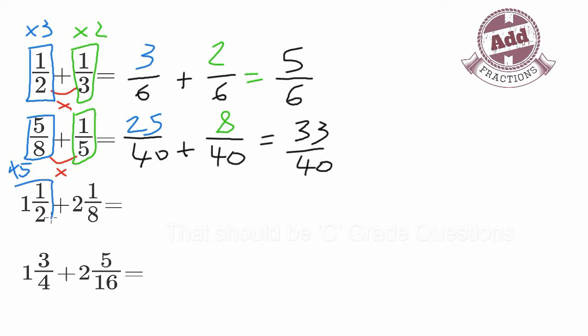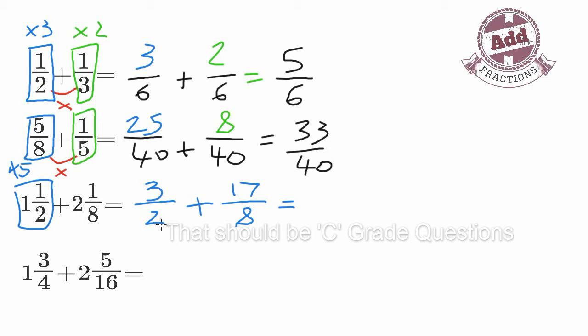So one of the ways to do this is to change this into an improper fraction. So we've got one full piece, which is 2 halves, and another one. So we've actually got 3 halves. And the next one, we've got 2 full parts, which is 16 eighths, plus the 1 is 17.